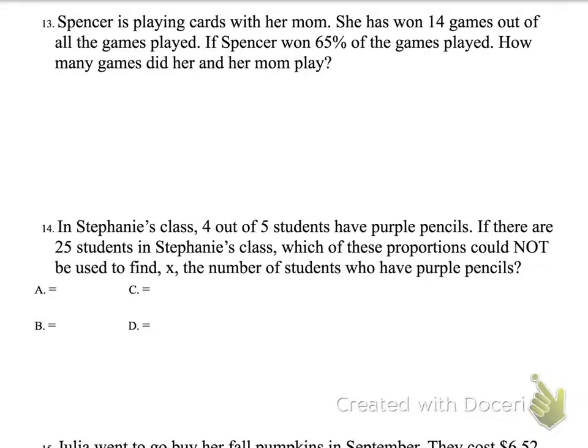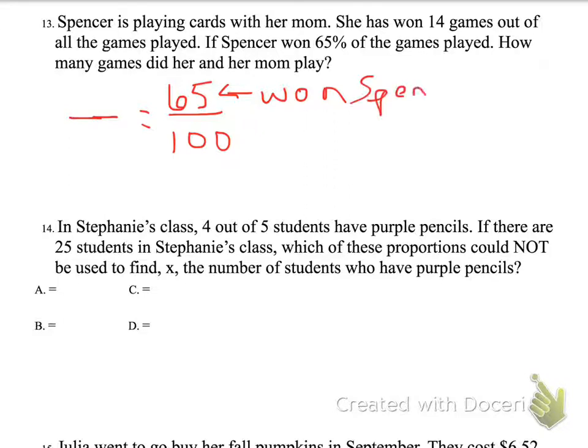Number 13, Spencer is playing cards with her mom. She has won 14 games out of all the games played. If Spencer won 65% of the games played, how many games did her and her mom play? So, it's percent proportion. We set up our percent, which is 65 over 100. So 65 represents the games Spencer won, 65% of the games. Well, 14 represents how many games she's won. And so our 100% is the total games played.